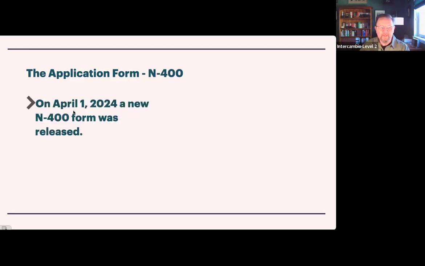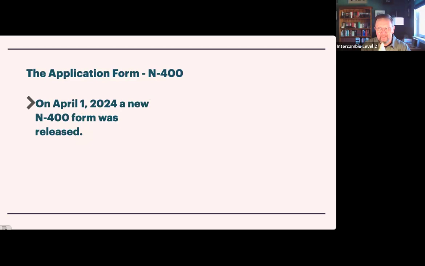One of the biggest advantages is that if your income level is below a certain point, you can actually use the form to request a lower fee. I'll get into that later in today's session. But on April 1st, a new form was released.